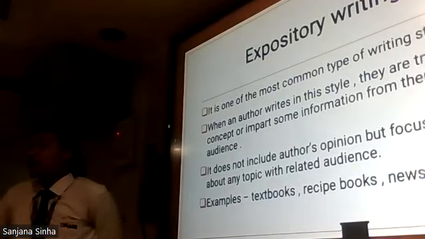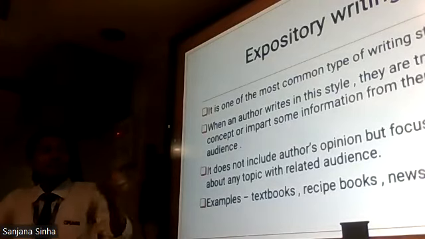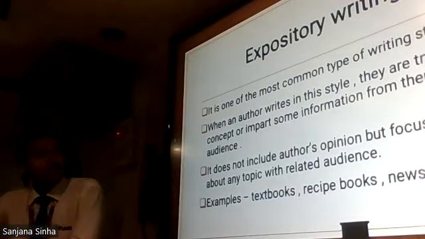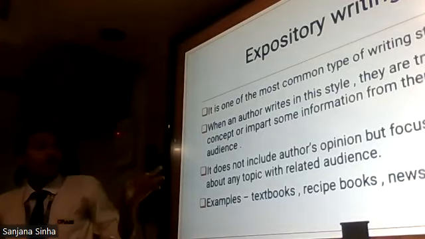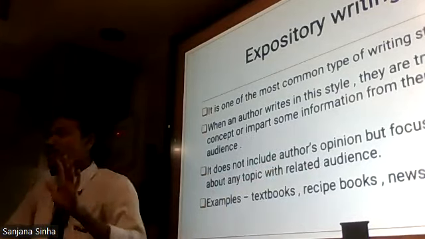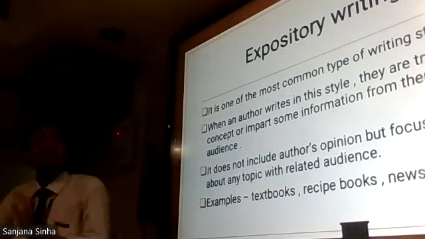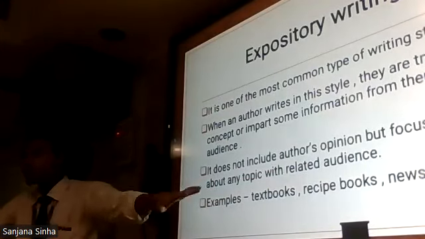It should be noted that it does not contain the author's own opinions as well as favoritism, but it does contain accepted facts about any topic with related statistical evidences. Examples of expository writing may include textbooks, recipe books, news stories.